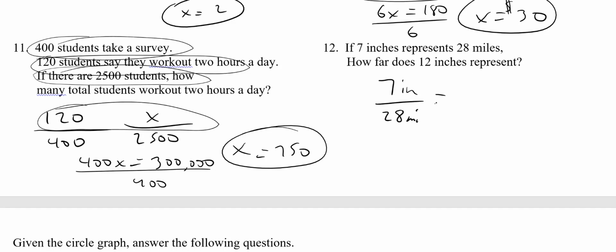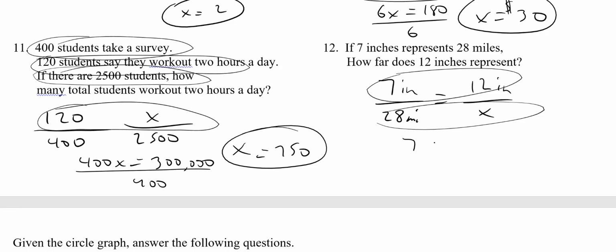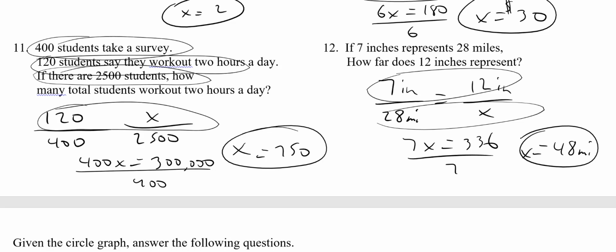So 7 inches is 28 miles. How far does 12 inches go? So how many miles is that? You can see the units again are the same on top and the same on the bottom. Okay, cross multiply. So 7x equals 336. Divided by 7, x is 48. 48 miles. Okay, that's your answer.